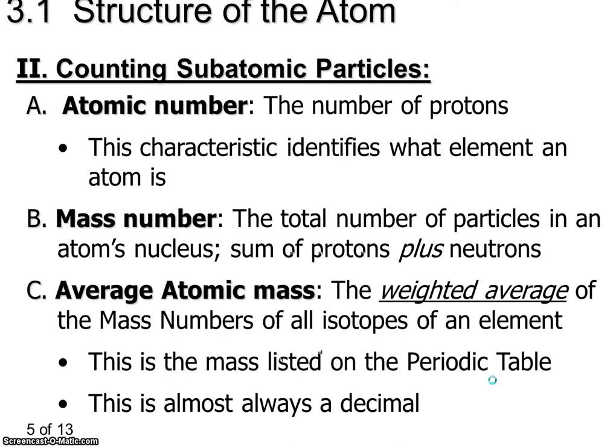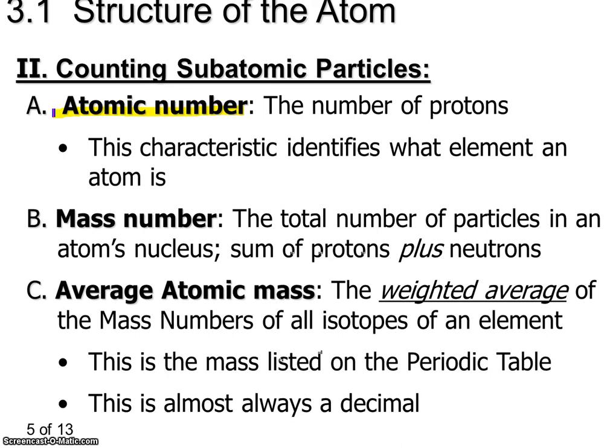So in terms of counting or figuring out how many protons, neutrons, and electrons there are for every element, we need to look at a couple different things. And the most important one is probably going to be to look at the periodic table as a tool, and on the periodic table there's a couple numbers we need to know about. The first number is called the atomic number. This is the number of protons, and this is also the characteristic that identifies what an element is.